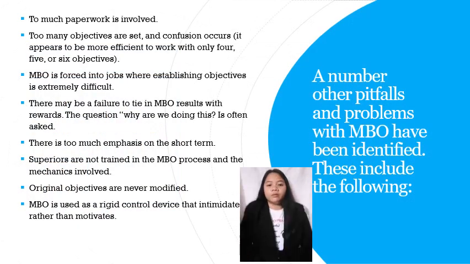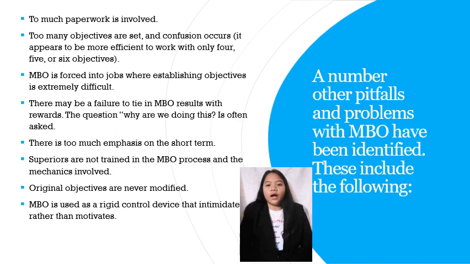Other pitfalls and problems with MBO have been identified. These include the following. Number 1, too much paperwork is involved. Number 2, too many objectives are set and confusion occurs. It appears to be more efficient to work with only 4, 5, or 6 objectives. Number 3, MBO is forced into jobs where establishing objectives is extremely difficult. Number 4, there may be a failure to tie MBO results with rewards.